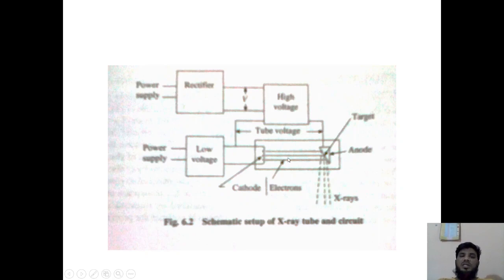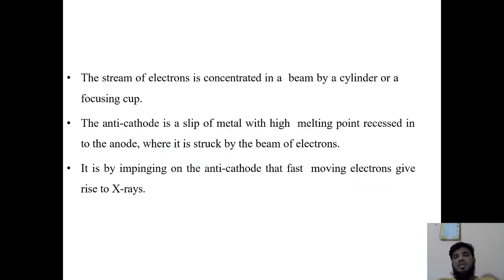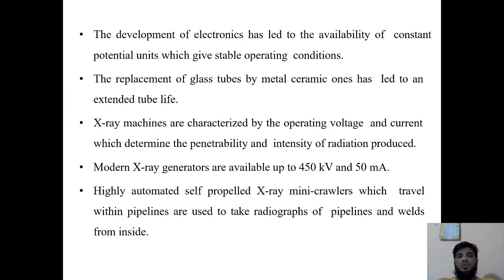Here, generally, the electrons which are present in a higher energy state release some amount of energy to come back to a stable state. When they come back to the stable state, they release some amount of energy, and that energy we generally call X-rays. The stream of electrons is concentrated in a beam by a cylinder or a focusing cup. The anti-cathode is a slip of material with a high melting point, recessed to the anode, where it is struck by the beam of electrons. Anti-cathode is nothing but the anode. Those fast moving electrons give rise to X-rays.